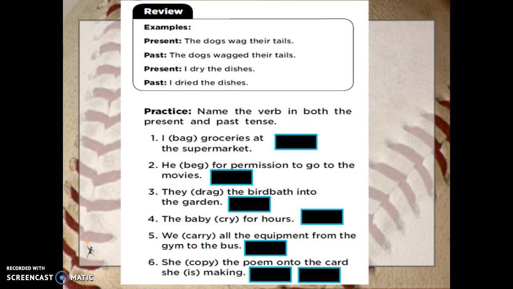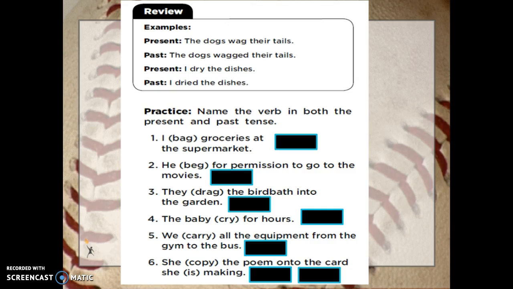Your review, here are some examples. Present: the dogs wag their tails. Past: the dogs wagged their tails. Okay, a different one for present: I dry the dishes. Past: I dried the dishes. For our practice, name the verb in both the present and past tense.